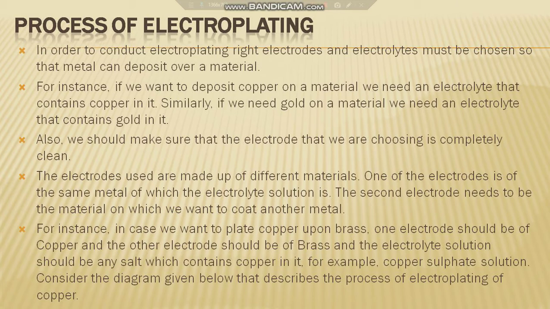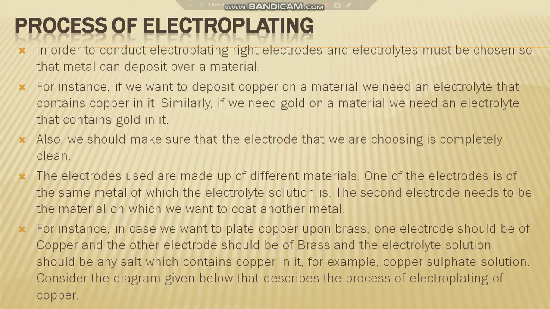The electrodes used are made up of different materials. One of the electrodes is of the same metal as the electrolyte solution, and the second electrode needs to be the material on which we want to coat another metal. For instance, in case we want to plate copper upon brass, one electrode should be copper and another electrode should be brass. The electrolyte solution should be any salt which contains copper in it, for example, copper sulfate solution.